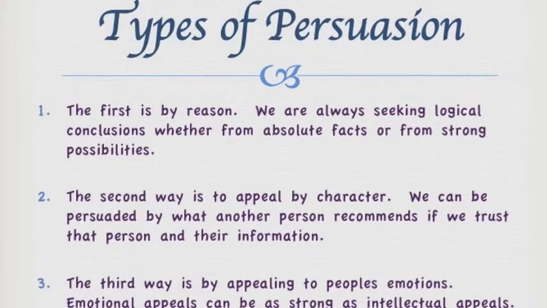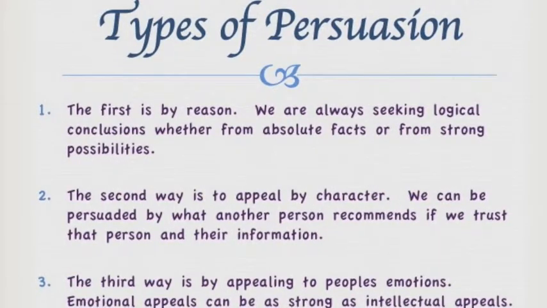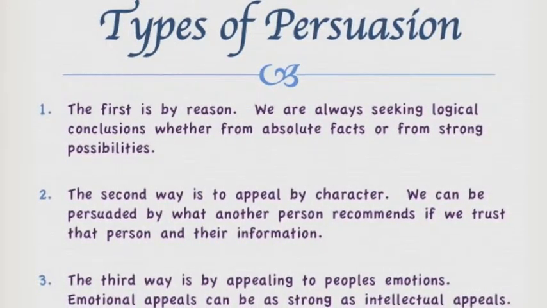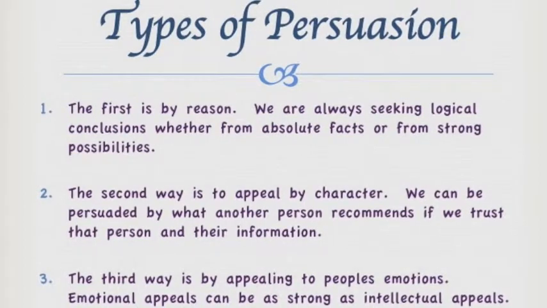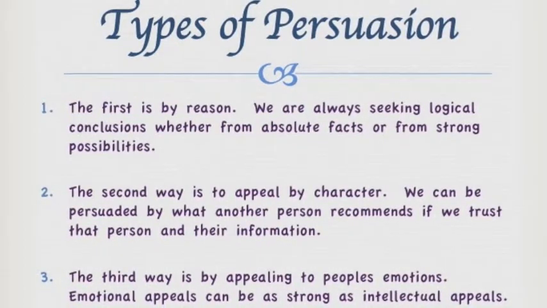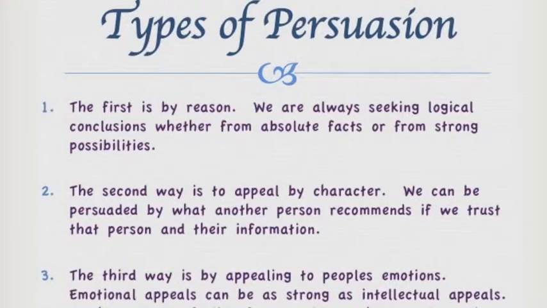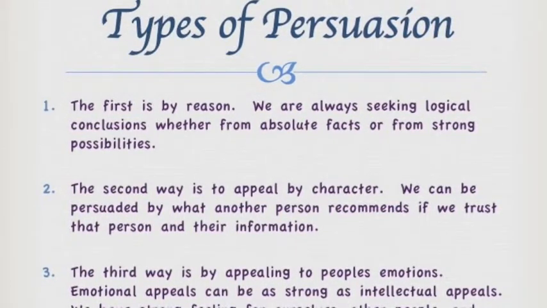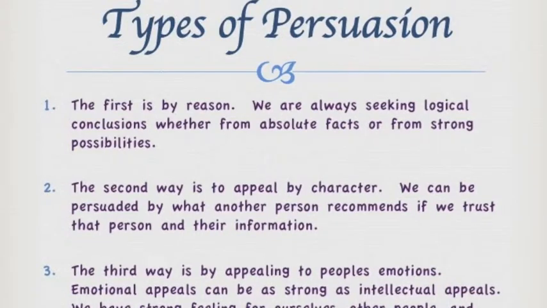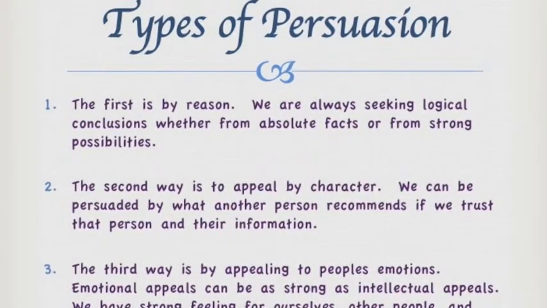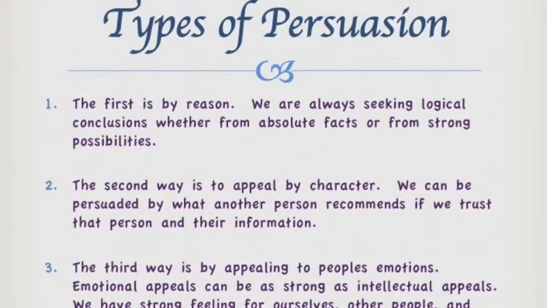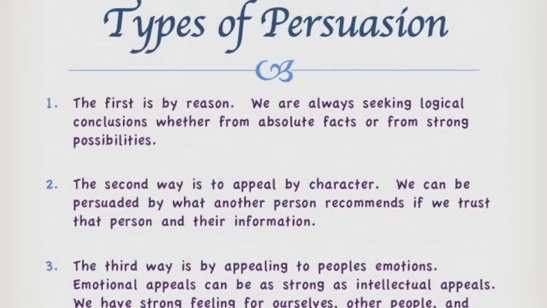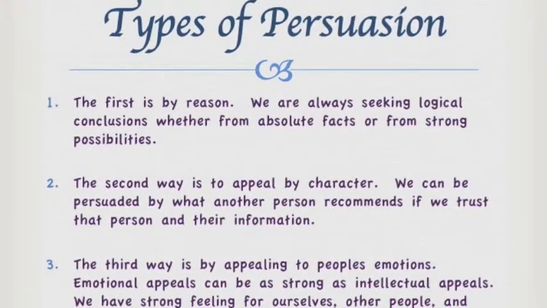The second way is to appeal by character. We can be persuaded by what another person recommends if we trust that person and that person's information. The third way is by appealing to emotions. Emotional appeals can be as strong as intellectual appeals. We have strong feelings for ourselves, other people, and our animals.